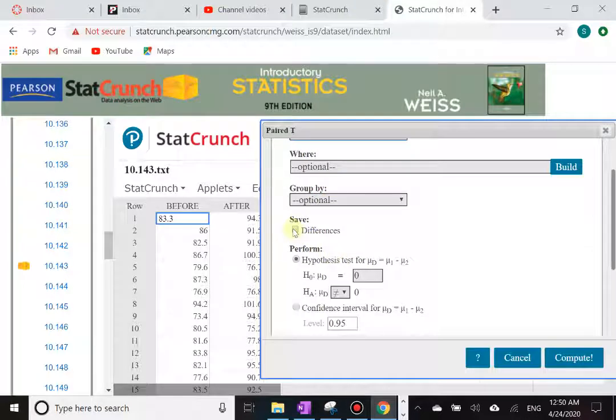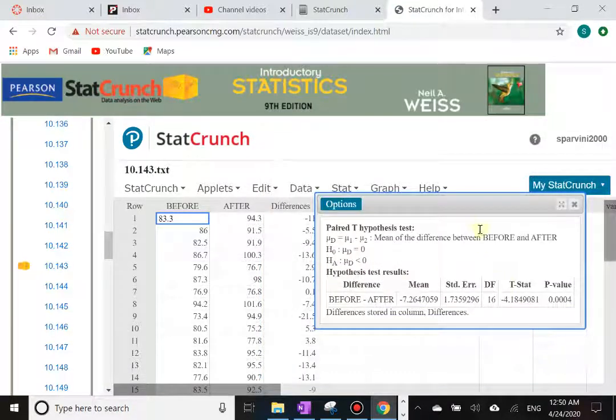And if you want, you can save the differences. Let me click on that just to show you what happens. But this is optional. And we're doing a hypothesis test. The mean is 0, meaning no difference in weights in this case. Against the alternative, we would like to research that therapy is effective. That means mu less than 0. And hit compute. Yeah, that's all we want here. Hit compute. And there you go.